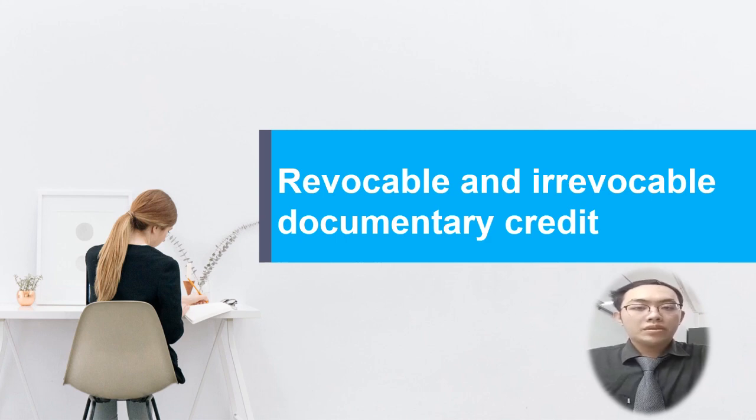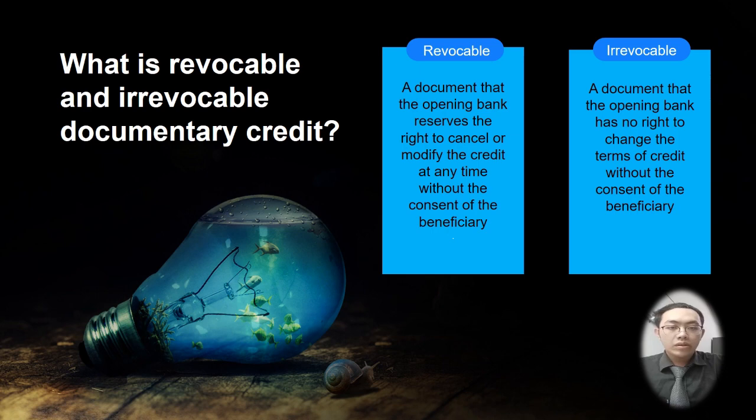Now I will present about the revocable and irrevocable documentary credits. And here I will discuss what is revocable and irrevocable documentary credit. First, a revocable documentary credit is one where the opening bank reserves the right to change or modify the credit at any time without the consent of the beneficiary. And second, an irrevocable credit is one where the opening bank has no right to change the terms of the credit without the consent of the beneficiary.